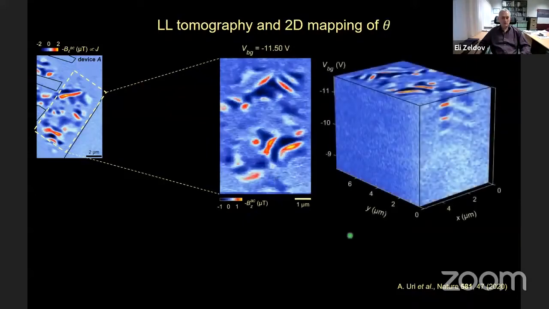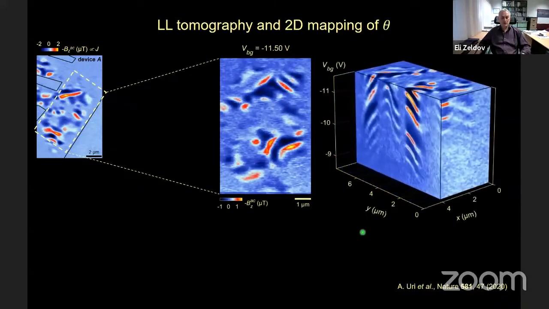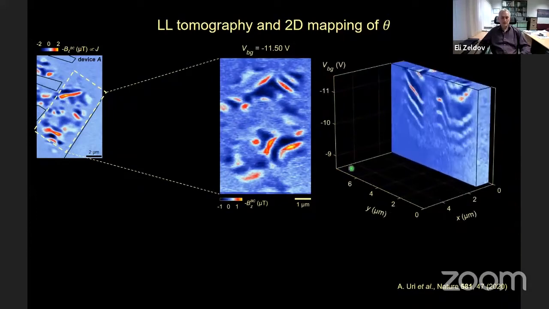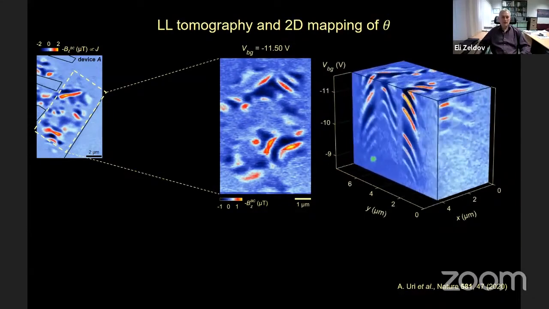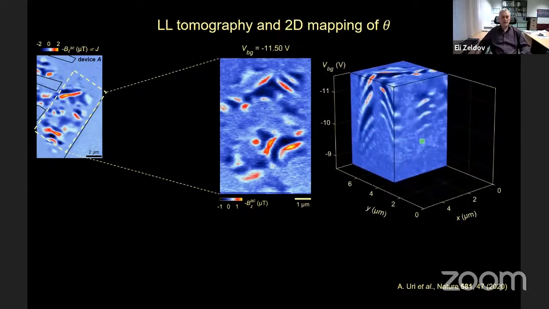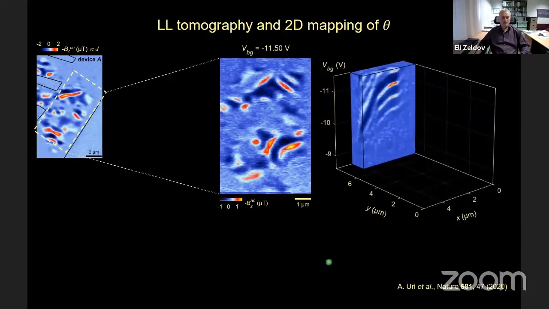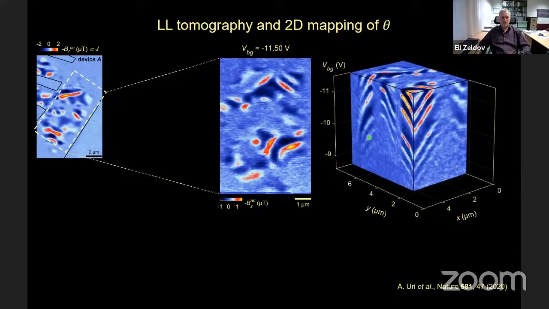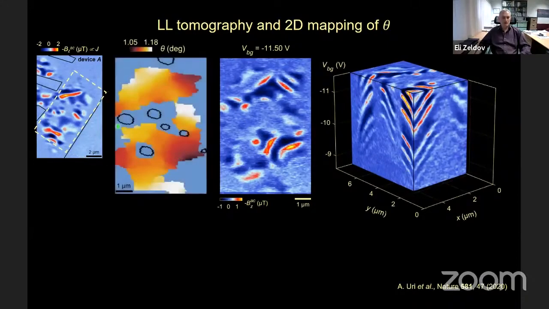From this movie, we can do the full 3D tomography of the Landau levels. This is XY position and the backgate. The Landau levels form manifolds in this three-dimensional space, and as you can see, in an ideal sample these manifolds would be flat, but they're extremely curved, which is the result of twist angle disorder. And again, we can repeat this exercise and now get a two-dimensional map of the local twist angle.